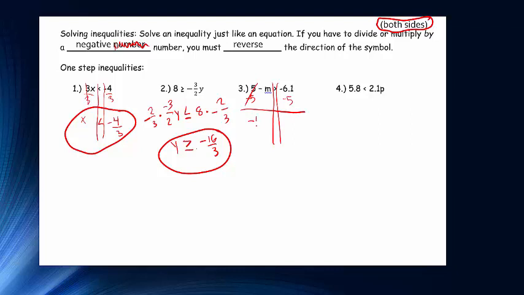All right, number 3, I'm going to subtract 5. And I'm left with negative 1m and negative 11.1. Again, no sign flipping. I subtracted 5. I did not multiply or divide, so we're good. Now I'm going to divide by negative 1. And since I am dividing both sides by negative, I will reverse my sign and have a positive answer.